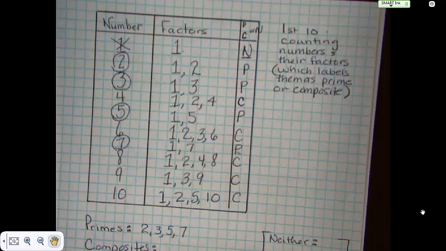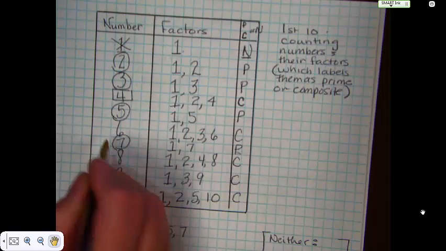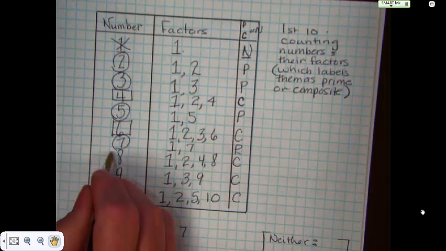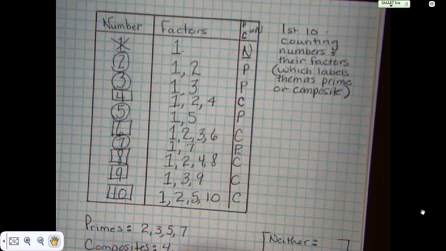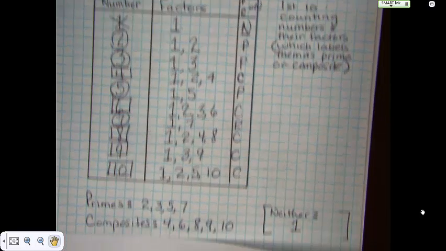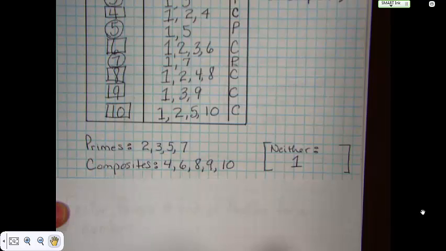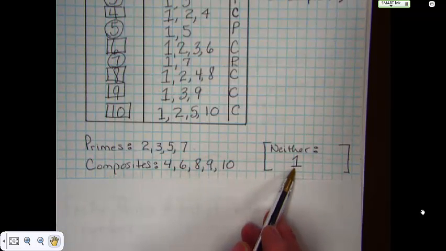In the composite list, okay, the composite list, we have 4, 6, 8, 9, and 10. Those are all composites between 1 and 10. Now, there's only one on this list that counts for neither, and of course it is the number 1. So I'll let you take a minute and write those down. Here are the primes. Here are the composites. And 1 is the one that will not fit into either category.